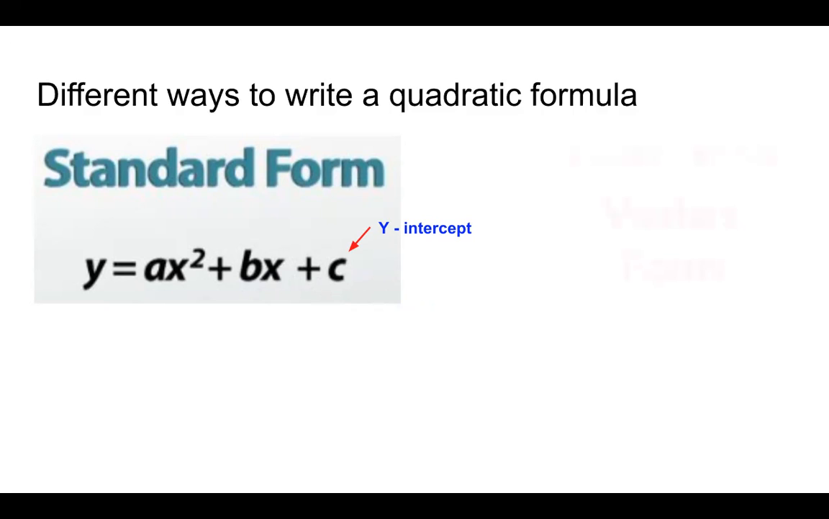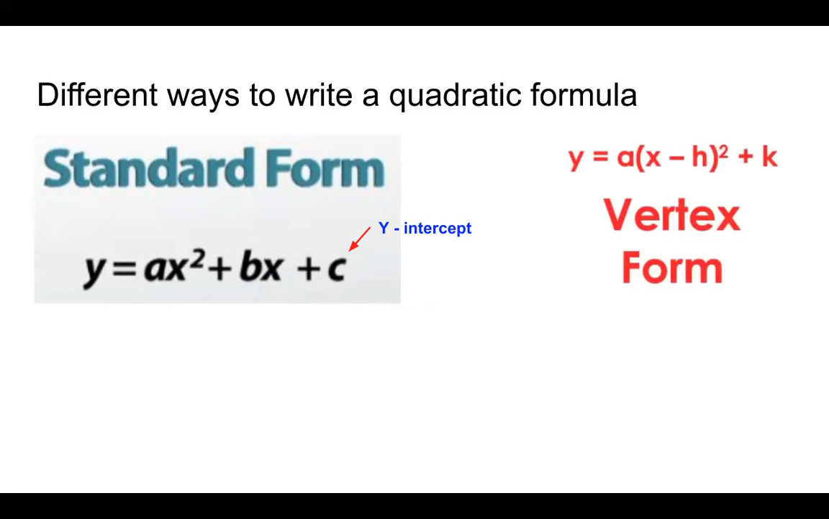It's really helpful. Another form that's used is vertex form, where y equals a times the quantity x minus h squared plus k. Whew, that is a mouthful. But the benefit of using this is that this h and this k are actually the coordinates of the vertex. So if you wrote it like this and you just looked at the equation, you would know exactly where the vertex is, or in our case, your maximum height.